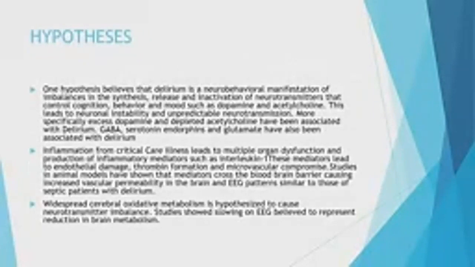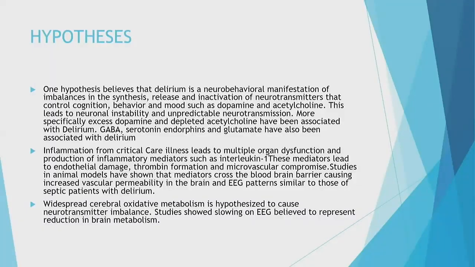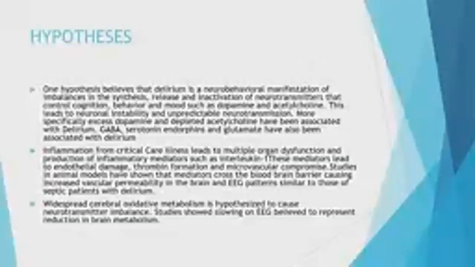And this is another busy slide that just really goes a little bit further into what we just talked about. So one of the hypotheses believes that delirium is a neurobehavioral manifestation of imbalances in the synthesis, release, and inactivation of neurotransmitters, namely dopamine and acetylcholine, leading to instability and unpredictable neurotransmission and hence delirium.